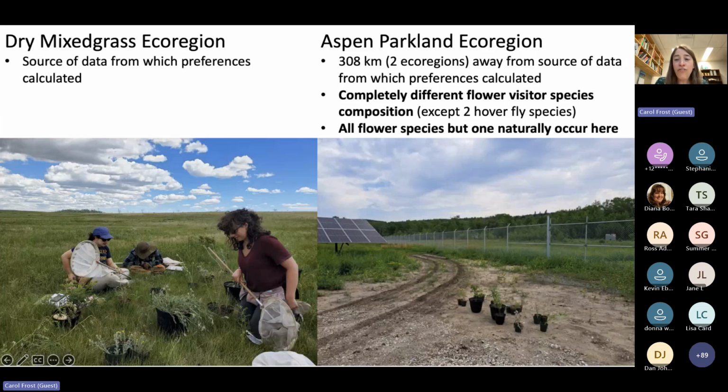And all flower species used in this study occur naturally in both ecoregions, except for one does not occur in Aspen Parkland. Another thing to note is that, so the Aspen Parkland ecoregion sites there were 2 of them, they were both in urban areas, so that might affect things as well.